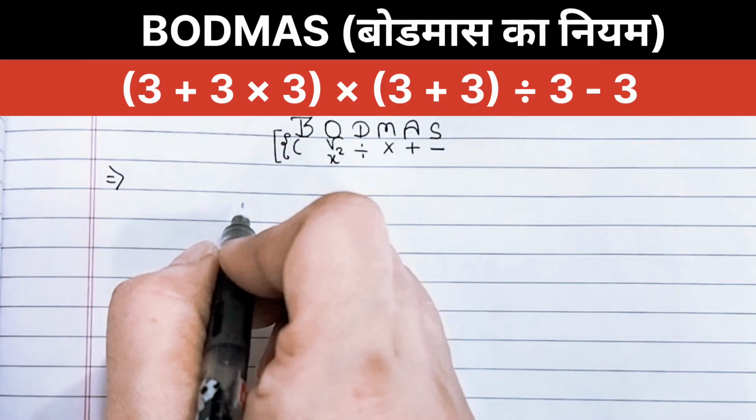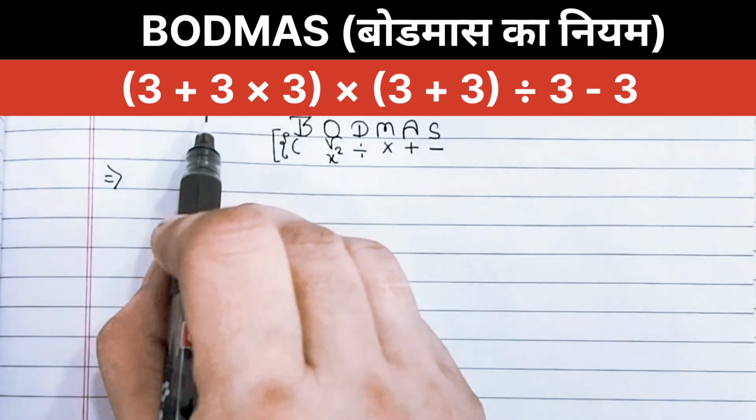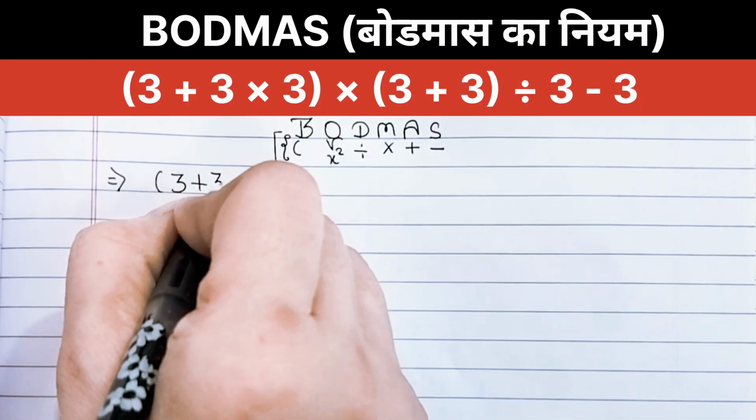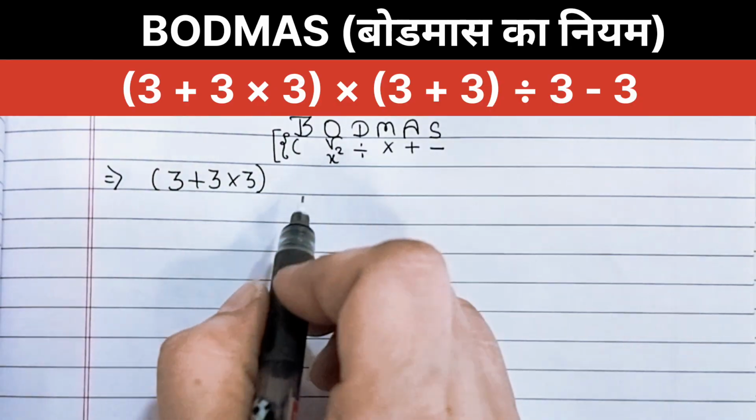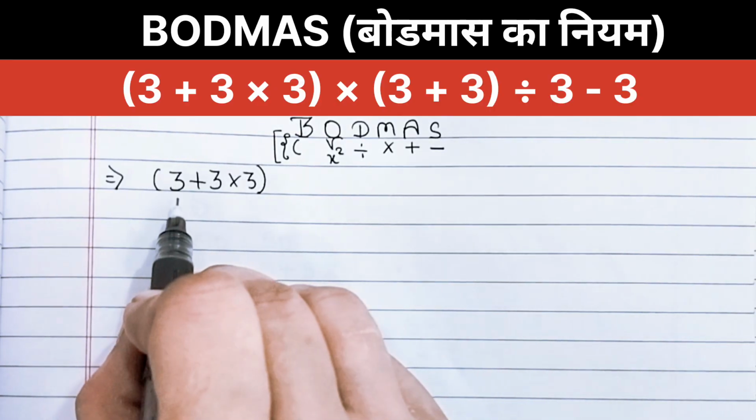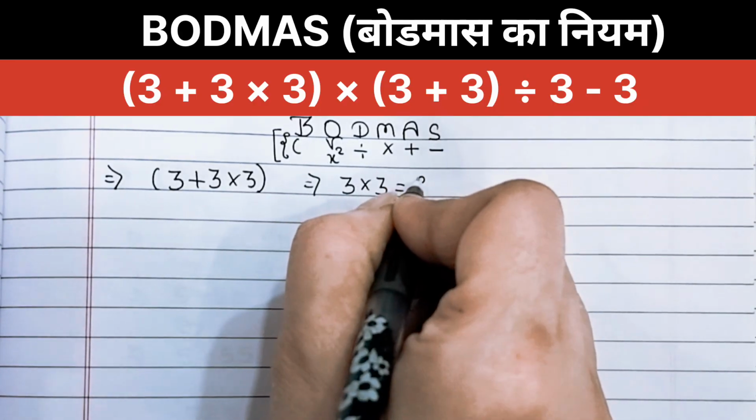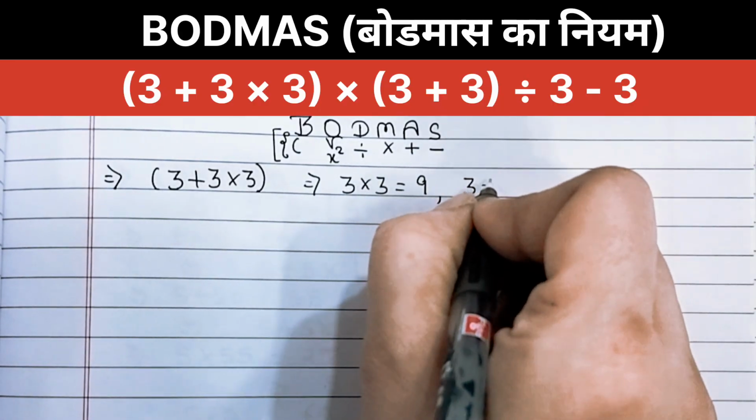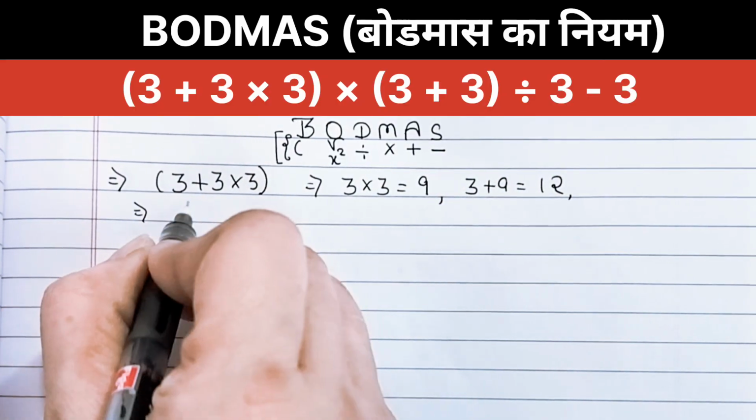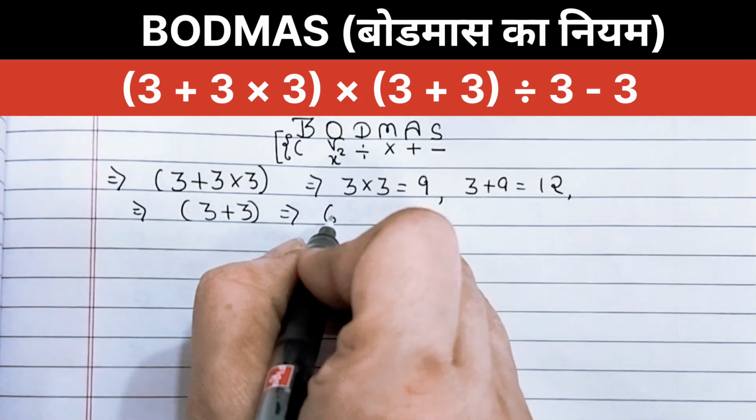Now step 1. Solve the expressions inside the brackets. We have two sets of brackets to simplify, first and then second. Now first bracket: 3 plus 3 multiplied by 3. So inside the bracket we must follow the BODMAS rule again. We perform multiplication before addition. First we multiply the digits and we get 9. After that we add the digits and we get 12. So the second bracket says 3 plus 3, and after addition we get 6.